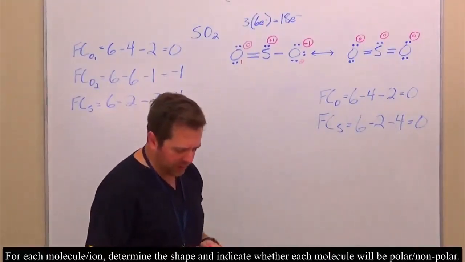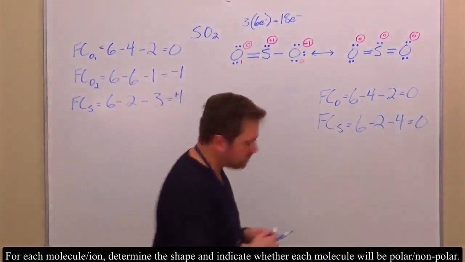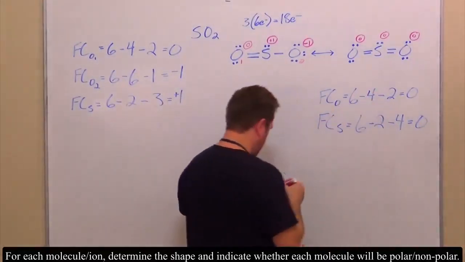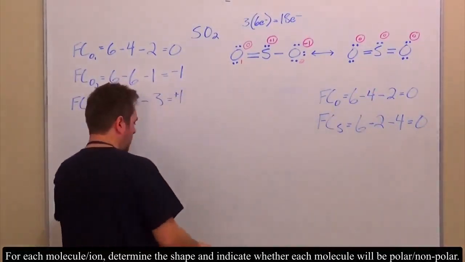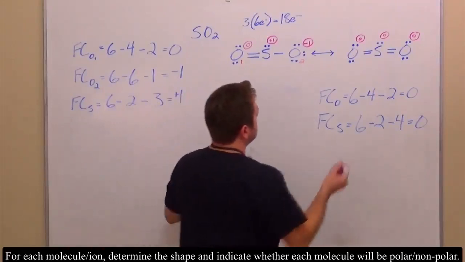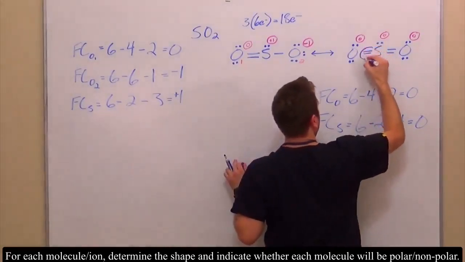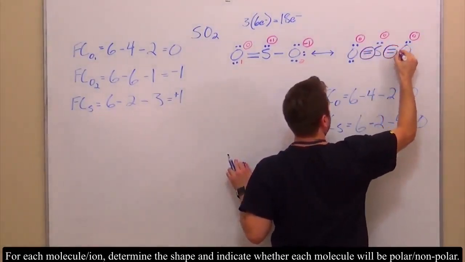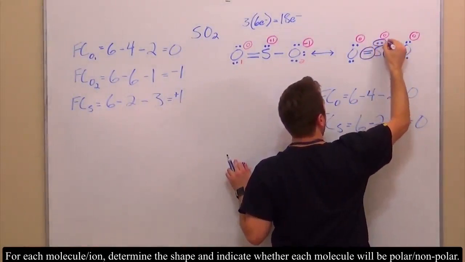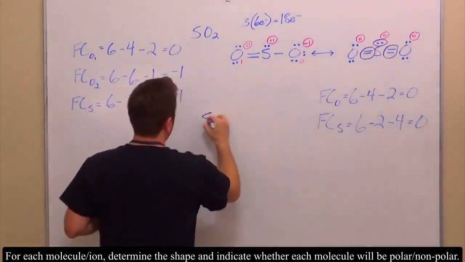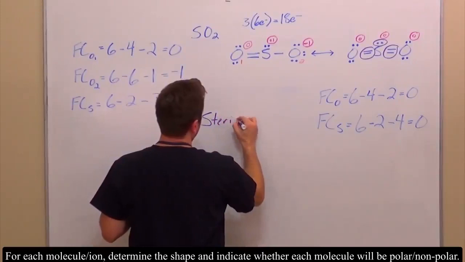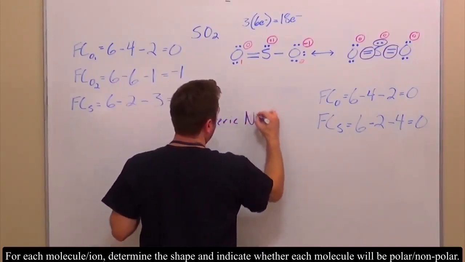So look what we have here. I'll use a different color. Here's the first steric number for sulfur, here's the second, and then we can't forget about the lone pairs. So we would say its steric number is 3.